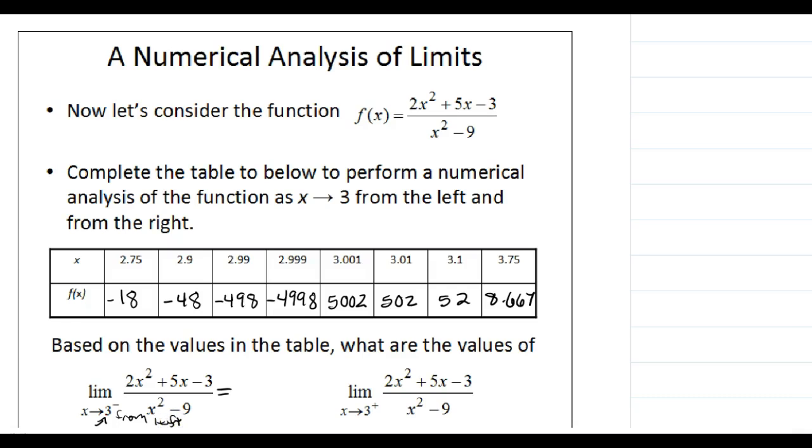A little bit small there. As I'm approaching 3, +3 is going to be here. From the left, I'm getting very, very close. 2.999 is very close to 3. I look at the trend in my y values. I start with -18, -48, -498, -4,998. And what I'm finding is that I have some very big, very negative numbers.